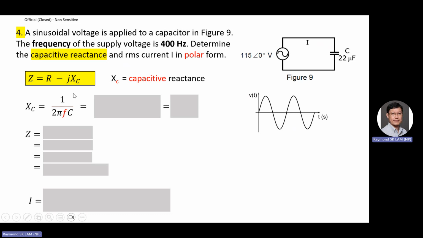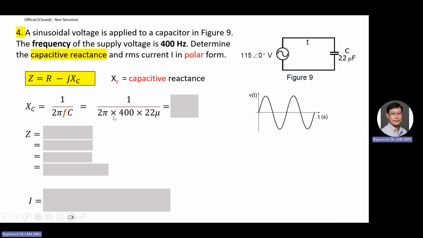XC is a formula here, okay? So XC has this formula: 1 divided by 2 pi fC. F is the frequency. That's why just now I mentioned frequency is important. This is where the frequency comes into the calculation.